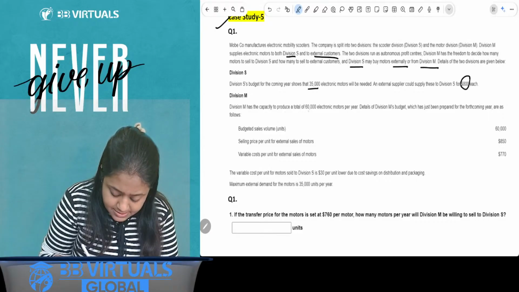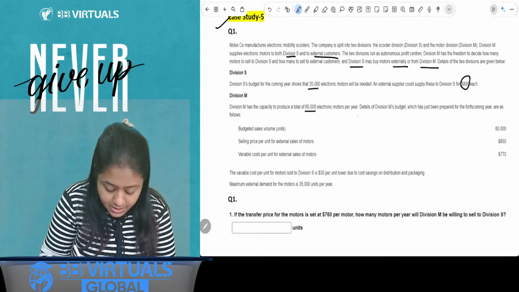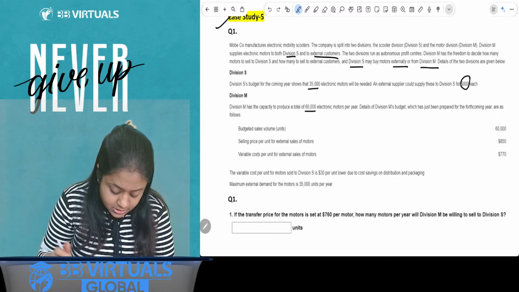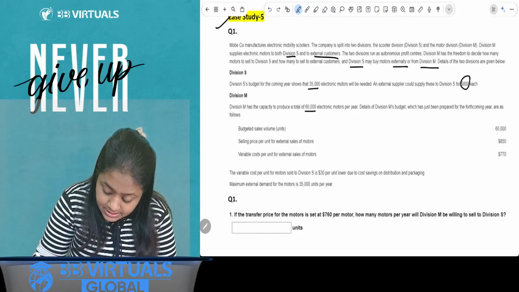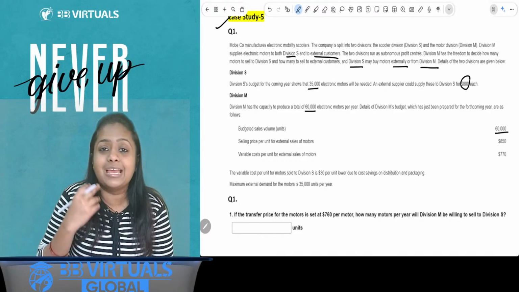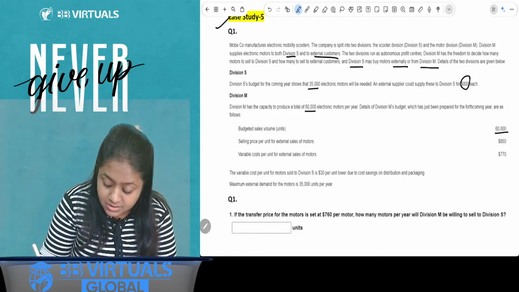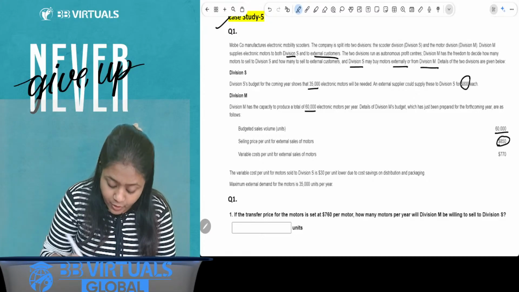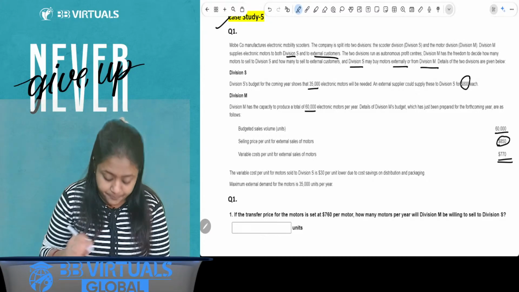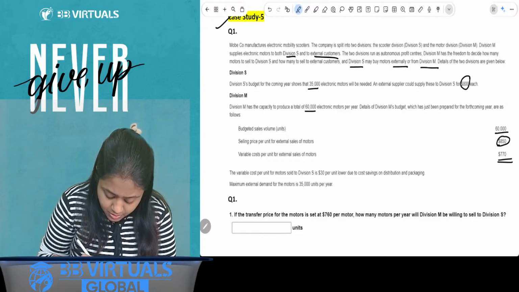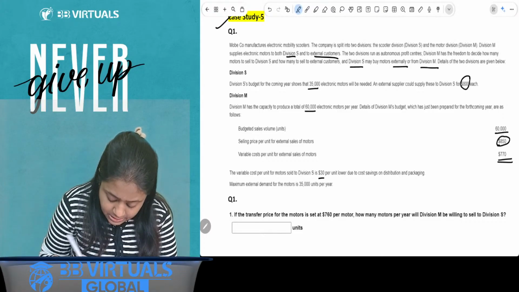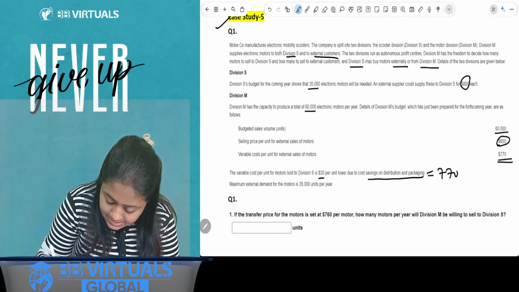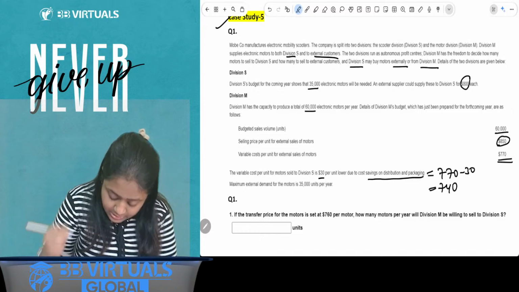Division M has a capacity to produce 60,000 electronic motors per year, and the details of M's budget are given to you. What is M's budget? The budgeted sales volume is 60,000. The selling price to external customers is 850. The variable cost per unit for external sales is 770. The variable cost per unit for motors sold to Division S is 30 per unit lower due to cost savings in distribution and packaging. So that will be 770 less 30, which is 740.